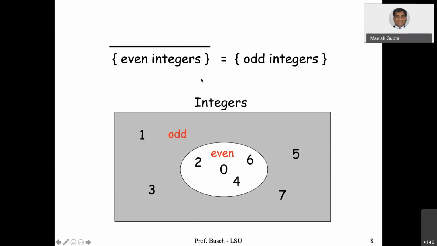Then we have the even integer set and the odd integer set. If we take numbers from 0, 1, 2 up to 7 here, then 0, 2, 4, 6 are even and 1, 3, 5, 7 are odd. And so the complement of even is odd.